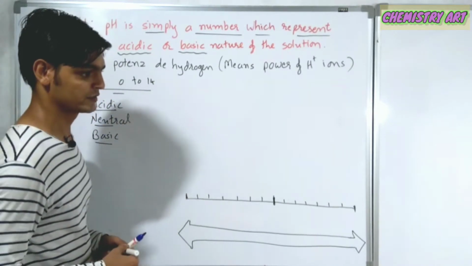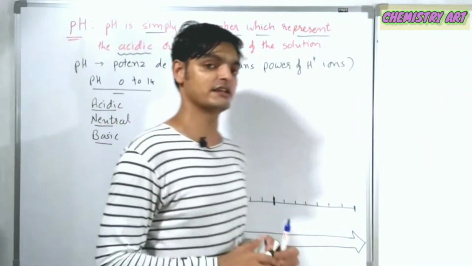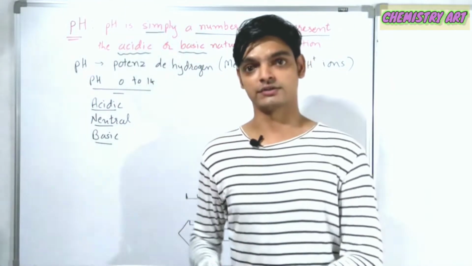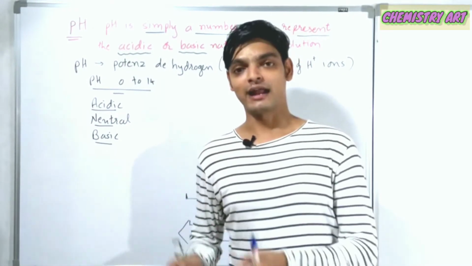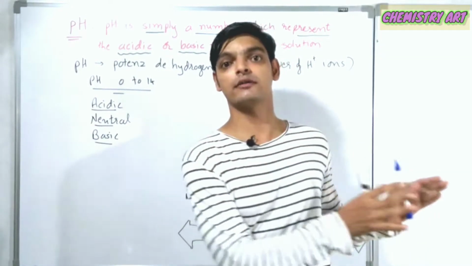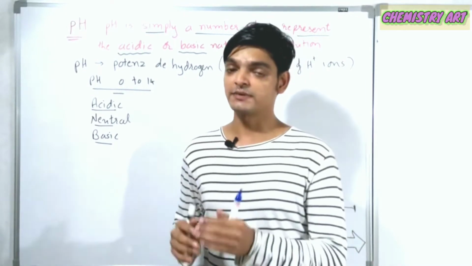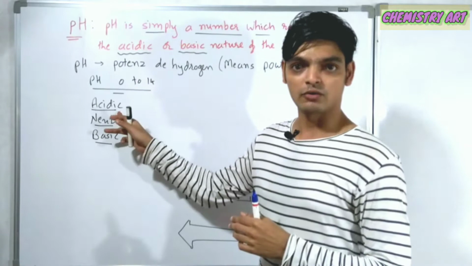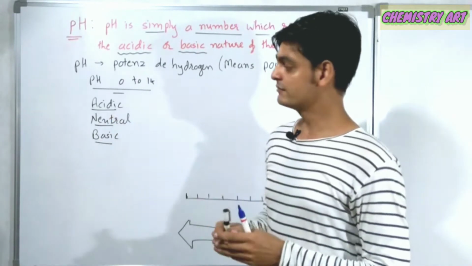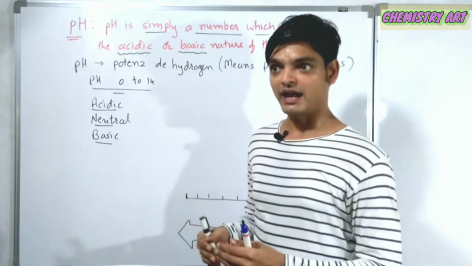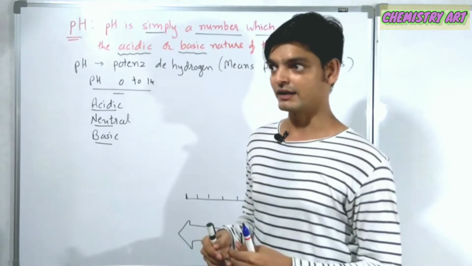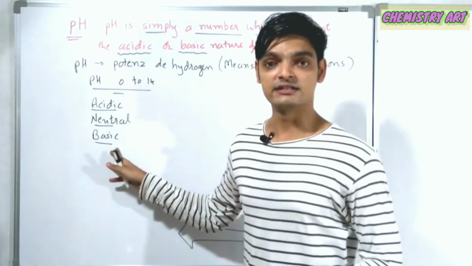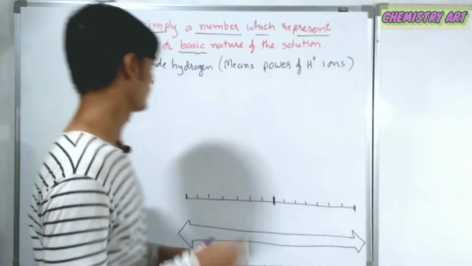Neutral means what? pH actually measures the concentration of H plus ion present in the solution, and according to it we say the solution is acidic or basic. If the concentration of H plus ion is more, then the solution is acidic. If the concentration of H plus ion is less, or the concentration of OH minus ion is more, then it is basic. But what about neutral? For example, water.